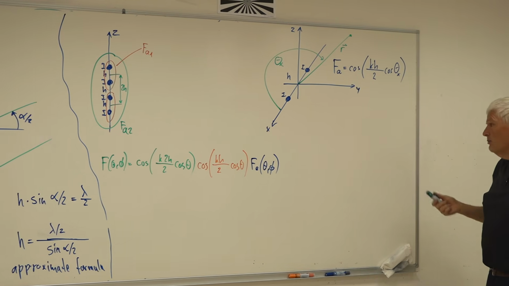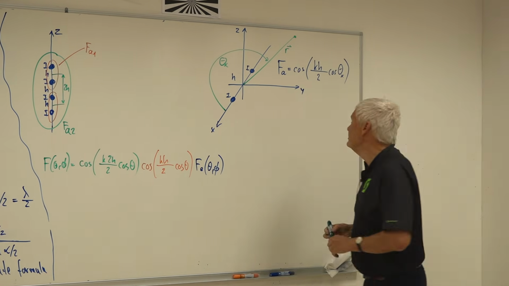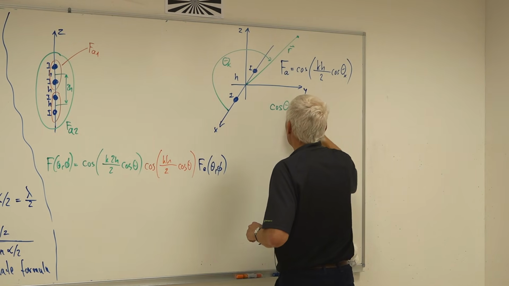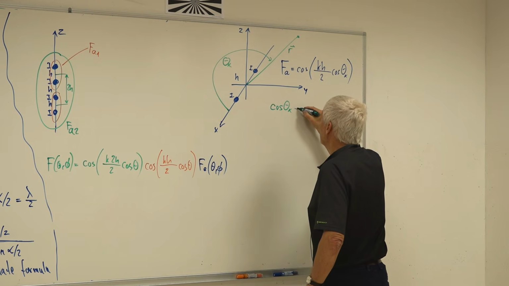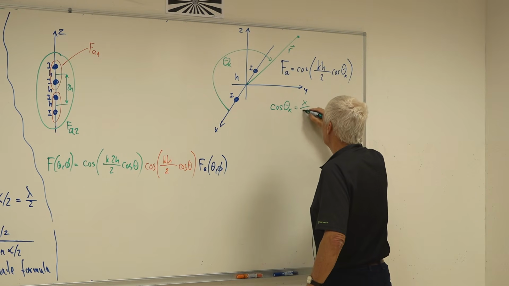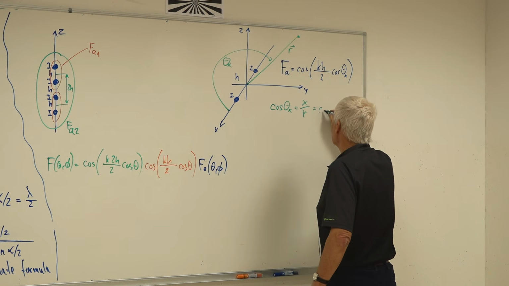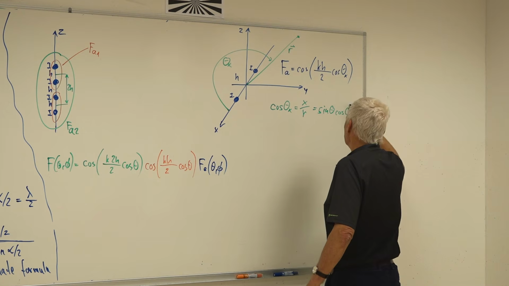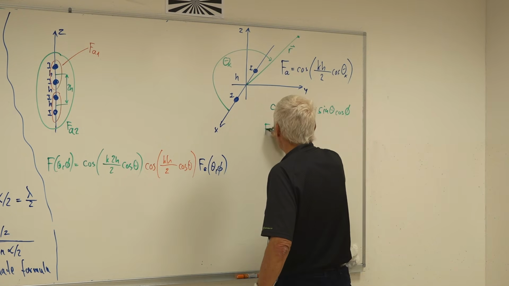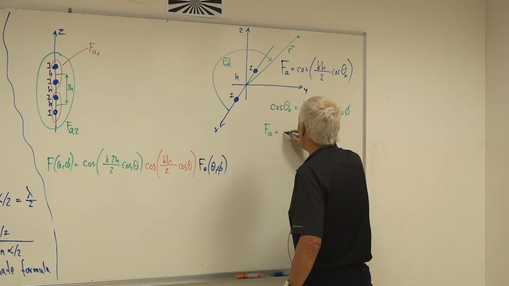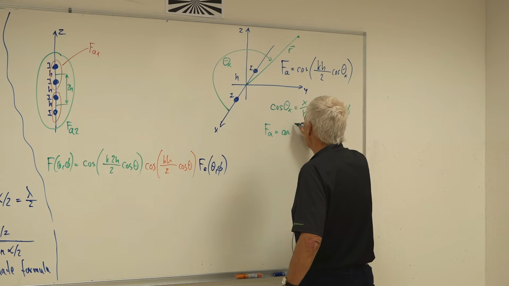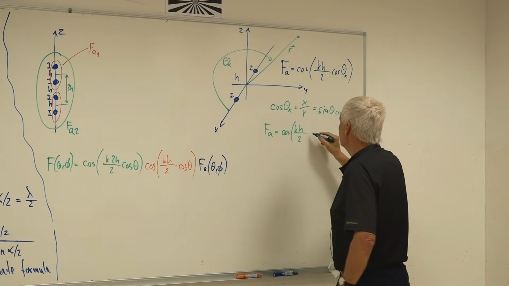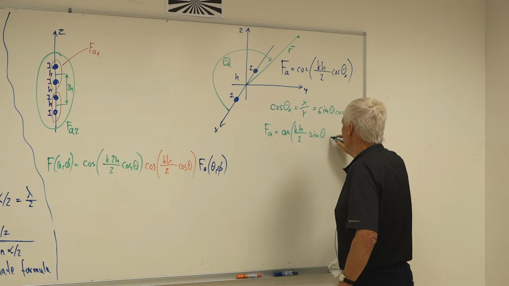Now it's just work with geometry to figure out how much this cosine theta x is. And cosine theta x in spherical coordinates is actually the x coordinate divided by r. And this is also sine theta cosine phi. So the whole result of this problem is f of the array is cosine of kh half, the same as we had before, but here we have sine theta cosine phi.